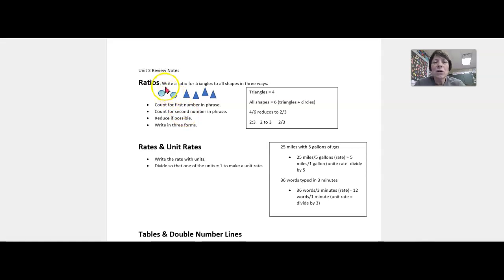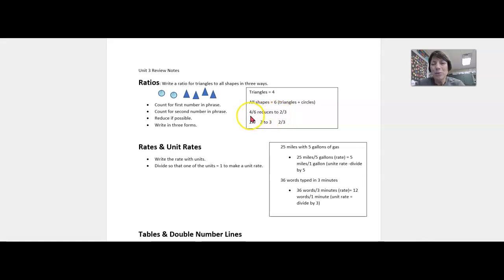this list. So our first problem is write a ratio for triangles to all shapes in 3 ways. So we go over here and we see that we've got 2 circles and we've got 4 triangles. So this phrase tells us to write the triangles first and then the all shapes second. So we've got 4 triangles, and then we've got all the shapes, the triangles and the circles would be 6. And because our phrase says triangles first and all shapes second, we make that a 4 to 6.